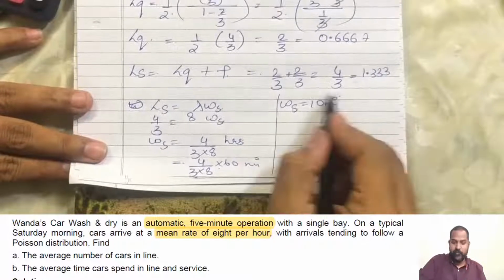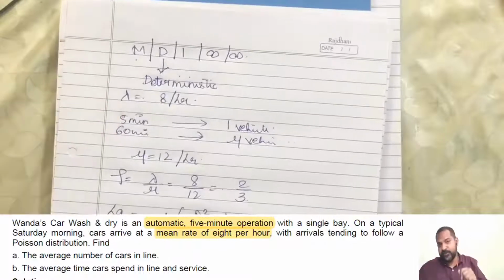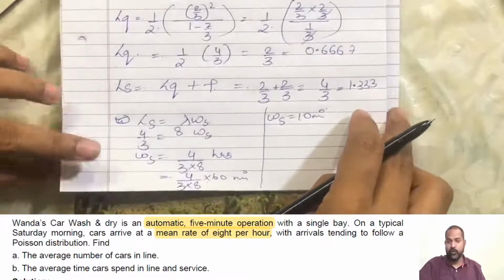Now you tell me, if the waiting in the system is 10 minutes, you are in the system for 10 minutes, out of which 5 minutes you are getting service, then what should be the waiting in the queue? 5 minutes.